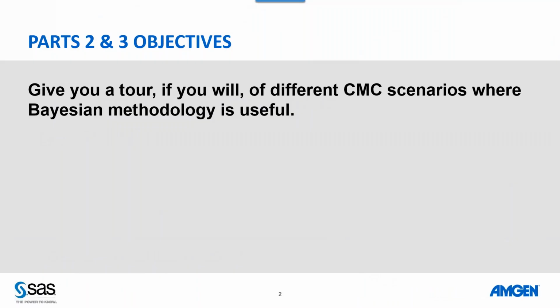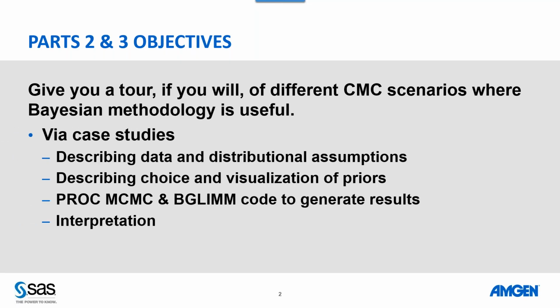Okay, so in parts 2 and 3, the objectives are just to give you a tour, if you will, of the different scenarios where Bayesian methodology is useful, certain applications that Fan and I have been working on over the years. And we're going to do these using some case studies. We are going to describe the data, the problem at hand, the distributional assumptions. Remember, we had that discussion last week about the appropriate distribution to approximate the data. We're going to talk about the priors, the choice, and we're going to show you some pictures of the priors that we select for a particular problem. We're not only going to show you, we're going to walk you through the code.